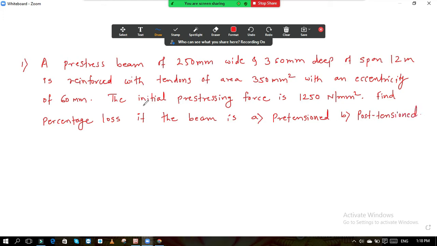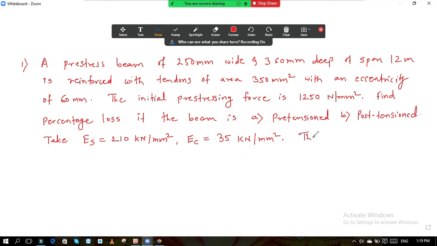Okay, full stop. ES means Young's modulus of steel. It is 210 kilonewton per mm square. EC is Young's modulus of concrete, modulus of elasticity of concrete. It is 35 kilonewton per mm square. Okay, full stop.